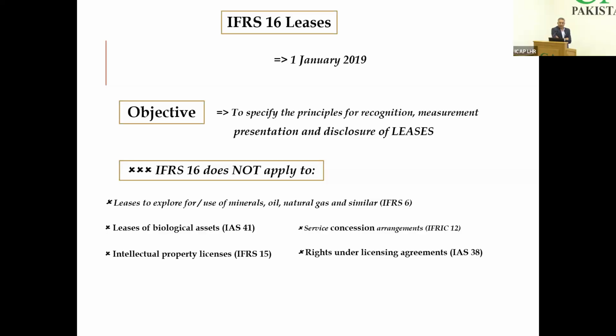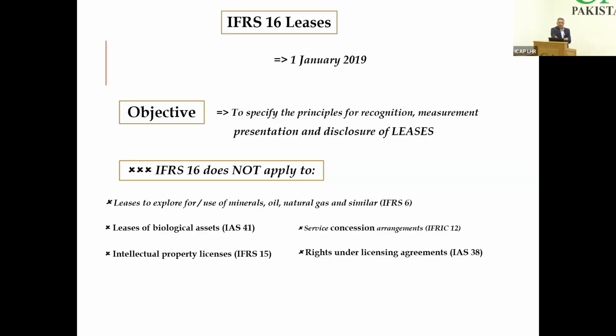That will be covered in IFRS 6. Leases of biological assets is covered in IAS 41. And then intellectual property licenses is covered in IFRS 15. Sometimes you give the right to the customer to use your intellectual property licenses, so that will be a revenue under IFRS 15.